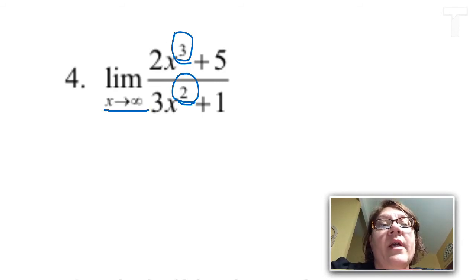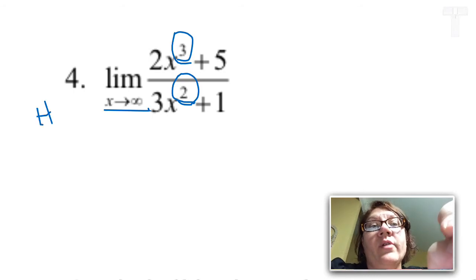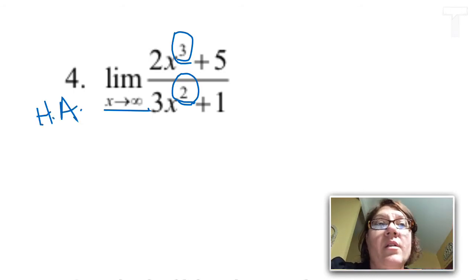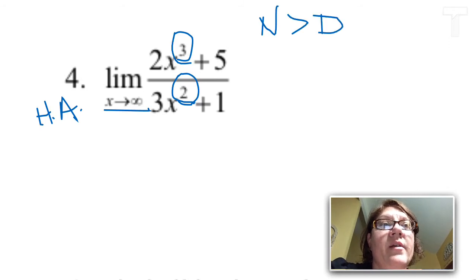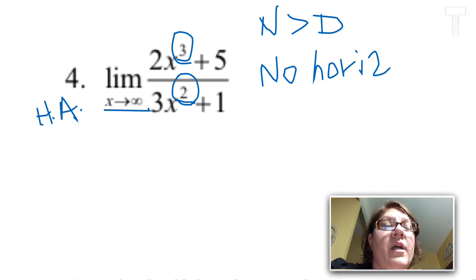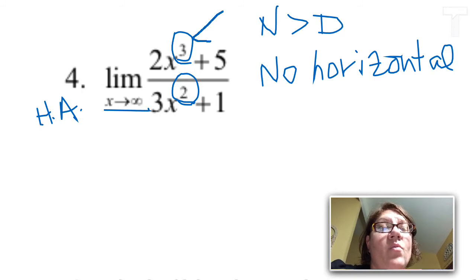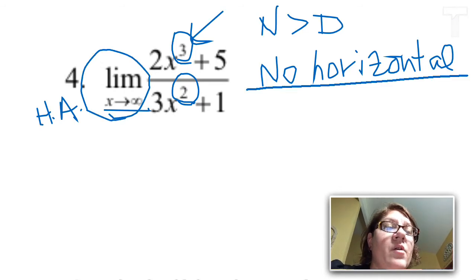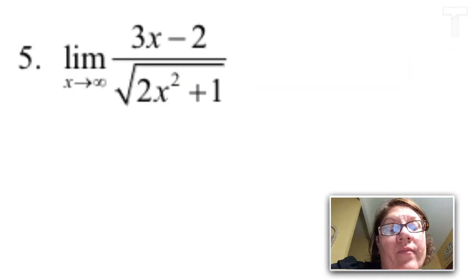And using that same rule on this one, I notice the numerator is 3 and the denominator is 2. When I look at the limit as x goes to infinity, I'm looking for a horizontal asymptote. Since the numerator is bigger, I can follow the rule that says there's no horizontal. I would get a slant on this one because the degree of the top is 1 more than the bottom, but it's not asking me about that. It's asking me about horizontal. So no horizontal.